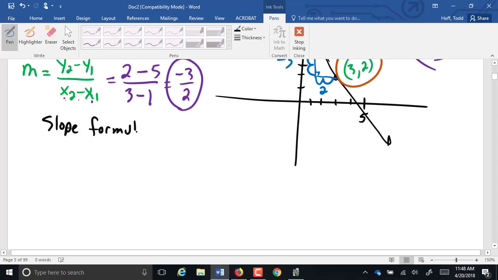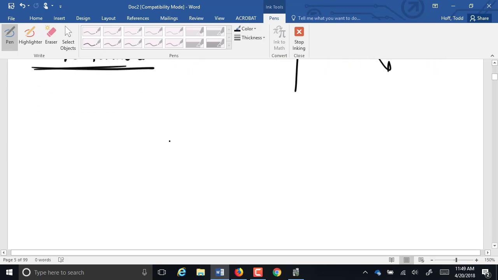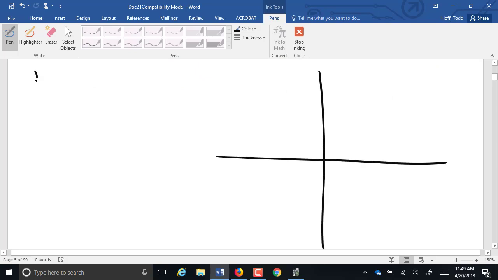Well, there is other information that we can find about these points from our graph. Let's talk about something called a midpoint.